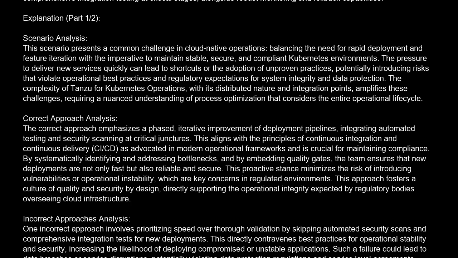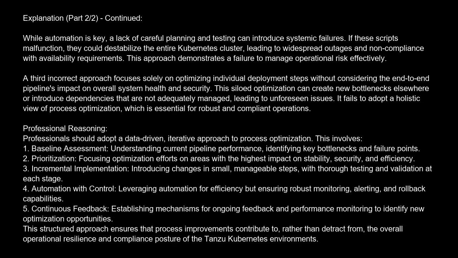Another incorrect approach is to implement broad, untested automation scripts without granular control or rollback mechanisms. While automation is key, a lack of careful planning and testing can introduce systemic failures. If these scripts malfunction, they could destabilize the entire Kubernetes cluster, leading to widespread outages and non-compliance with availability requirements. This approach demonstrates a failure to manage operational risk effectively.